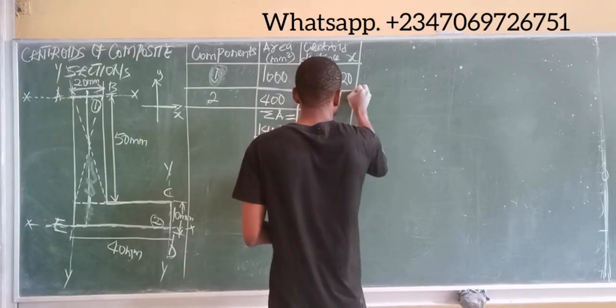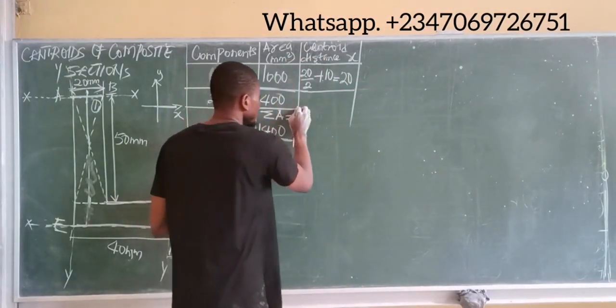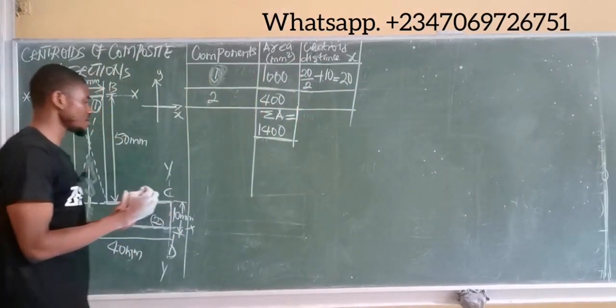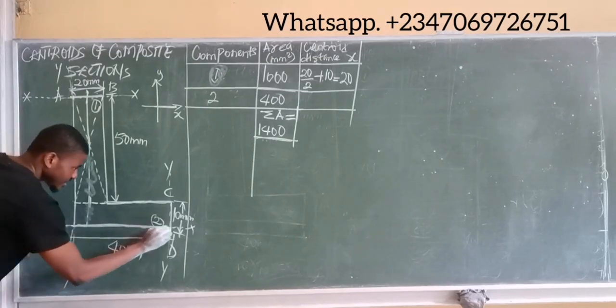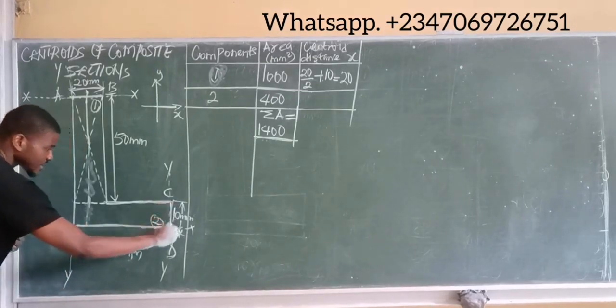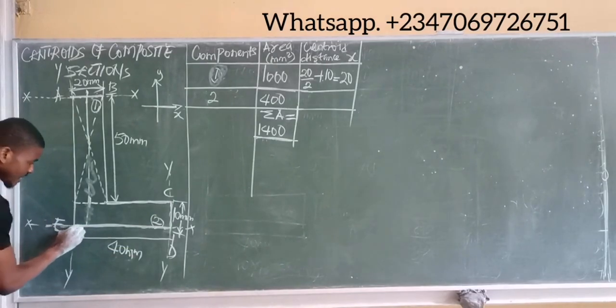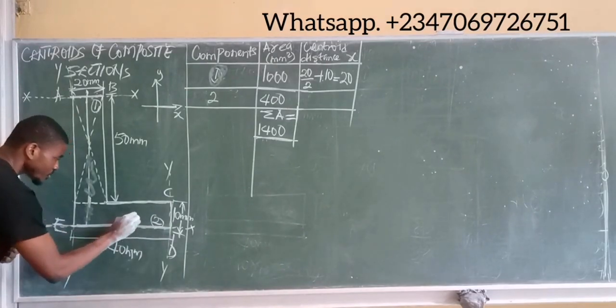20 millimeters. I have this. The next is also to find the central distance x for the second segment. Remember the second segment, I said the x line for the second segment simply remains what? Here. Why, this is the y line for the second segment. So if this is the x line for the second segment, it means I have to simply what?